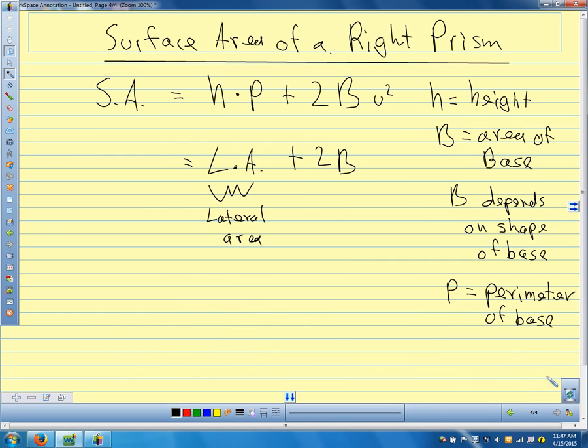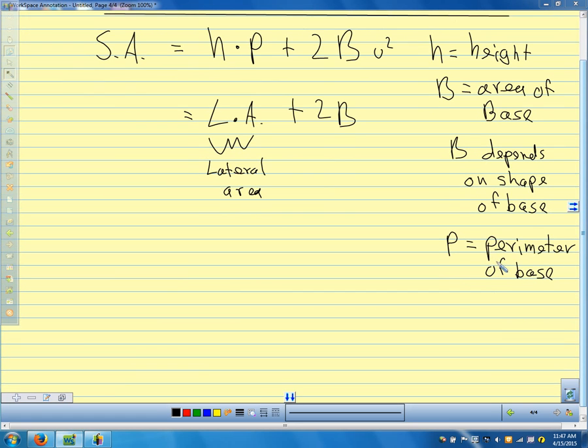Common mistake with all these formulas is that students want to say the perimeter is the perimeter of everything. They want to add everything together. P just means the perimeter of the base. All right, so questions on our formula.